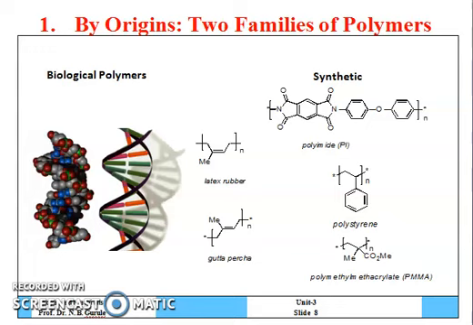On the basis of their origin, there are two families of polymers, biological polymers and synthetic polymers. Here the biological polymers are called natural polymers, and synthetic polymers such as polyamide and polystyrene are man-made polymers. Okay.